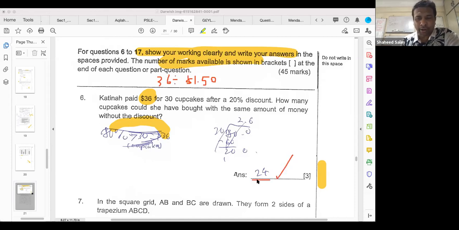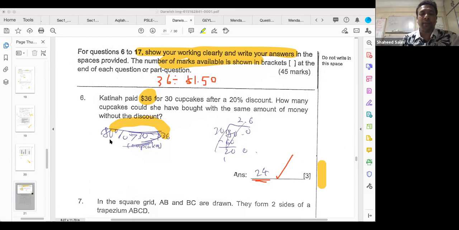So your answer is correct. Your working is not there. You might even get 0 marks, no? Because I do not know how you got this 24. So although your answer is correct, you might get 1, you might get 0. You get what I'm saying now?